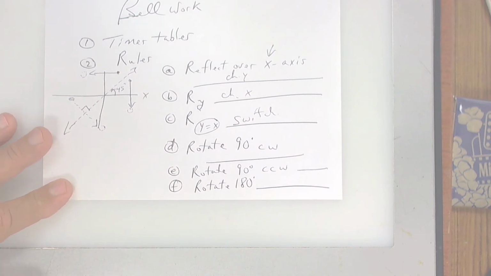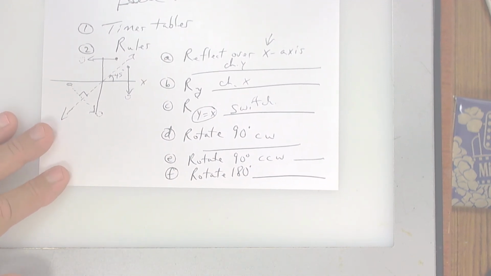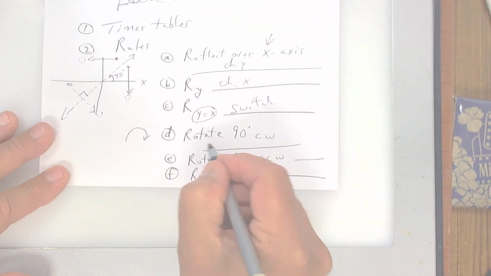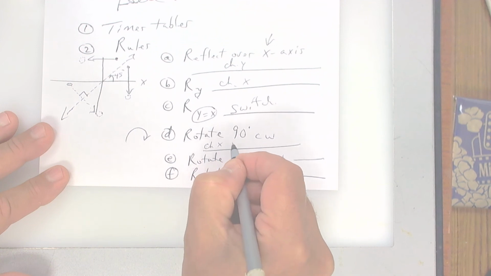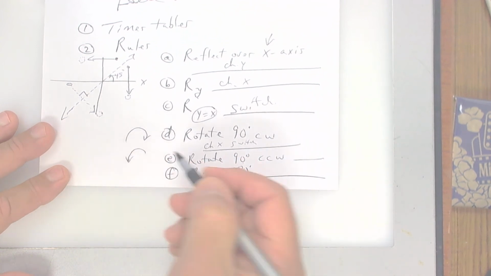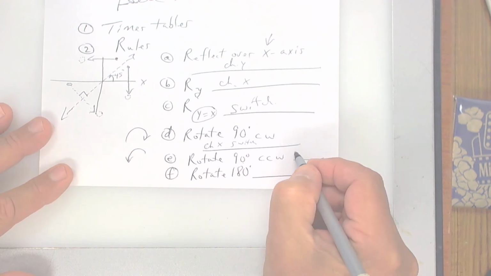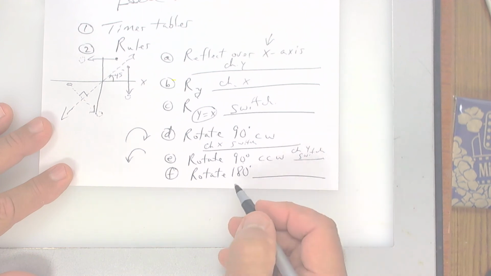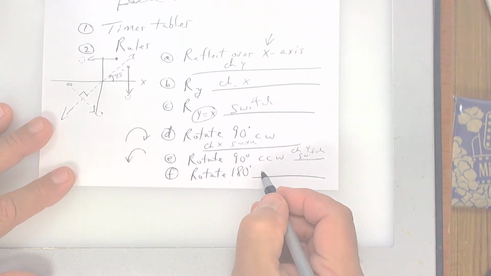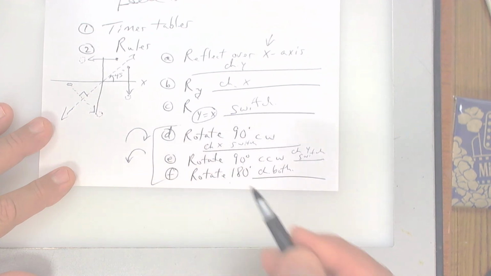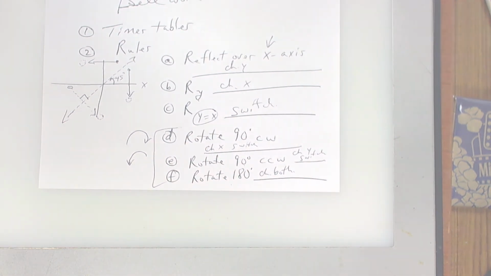All right, and then finally some rotation rules. If you're going clockwise, you change the x and switch. So change x, switch. If you're going 90 degrees counterclockwise, you change the y and switch. And then finally, if you go 180, you just change both of them. You don't switch. Now, these are on the board, so verify it. Make sure you know that.